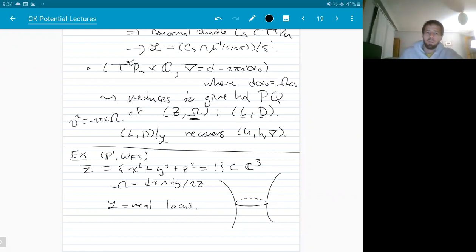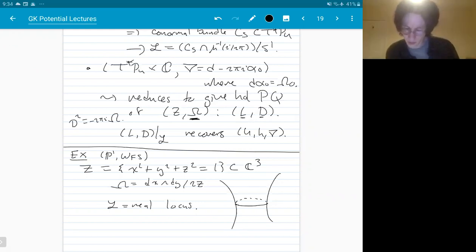Yeah, so it's a little bit weird because I guess if you're on a compact manifold, you wouldn't really expect that. But it's the fact that it's non-compact that it works.